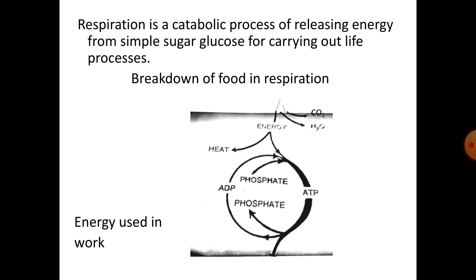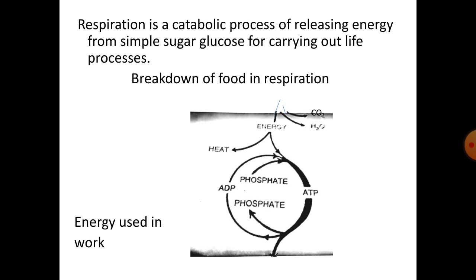Now, there are three important characteristics of respiration. First is the breakdown of glucose. Glucose gets broken down to carbon dioxide and water. But this breakdown of glucose doesn't take place in a single step. It takes place in a series of steps, and there are two phases. One is glycolysis, in which glucose gets converted to pyruvate, and next is the Krebs cycle, where the pyruvate is converted to carbon dioxide, water and ATP.